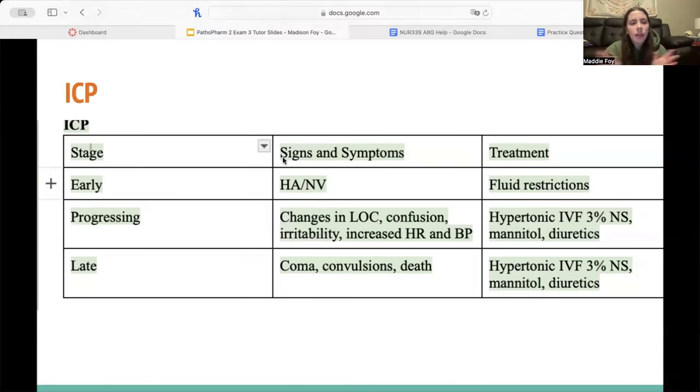Biggest general thing is that if it's in early stages of increased ICP, you're really just treating conservatively with those fluid restrictions. But once you get progressing to late, increased ICP can be very lethal. So you're going to start treating aggressively with hypertonic IV fluids, like 3% normal saline and mannitol, as well as different diuretics.